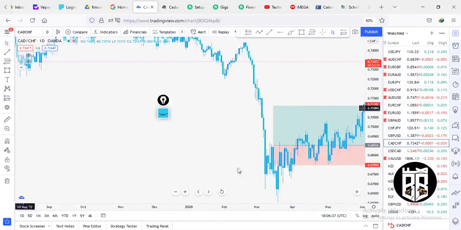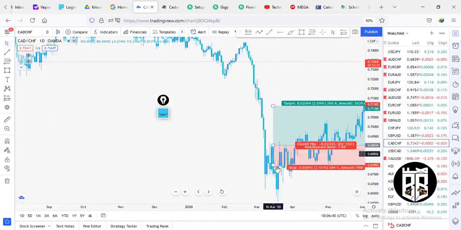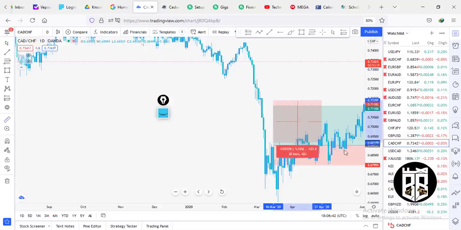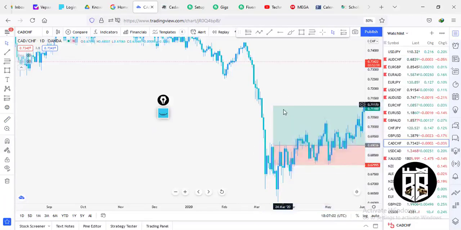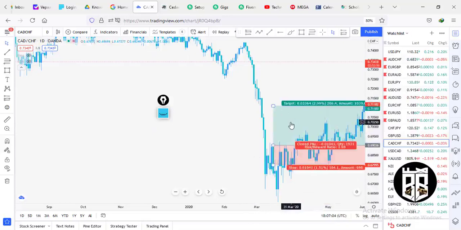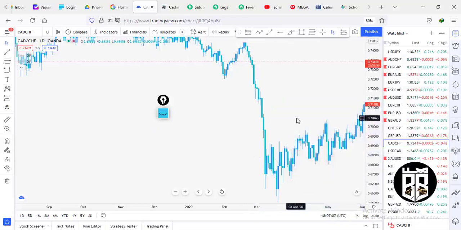Let me count these candles. Where did it start? We took it from here, right? This is how many candles? Oh my goodness, 70 days. 70 days before we smash take profit. That's like two months and a week plus before we hit take profit. That's a lot. But that is how you can use TradingView to do back testing.